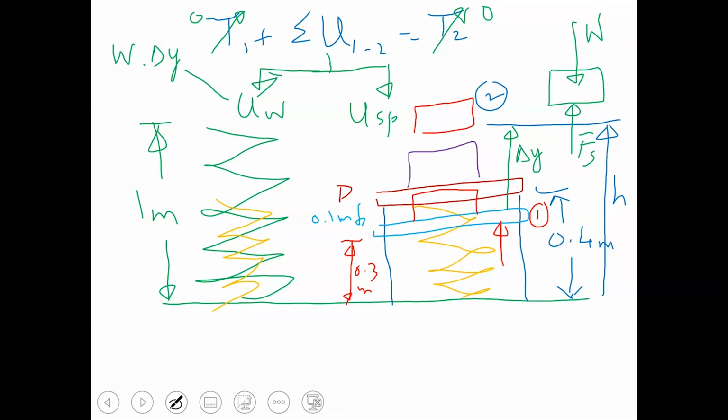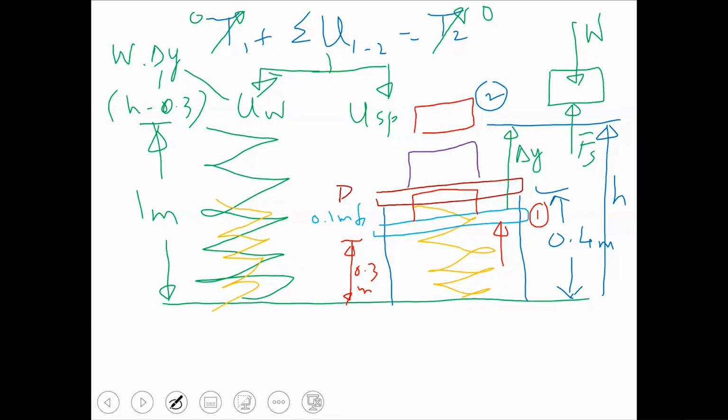So what should be this delta Y here? Can you identify it and relate it with H? H minus 0.3. So it is going to be H minus 0.3. As per the geometry, this delta Y is H minus 0.3.